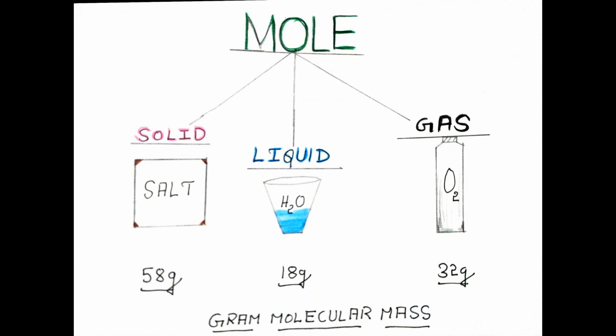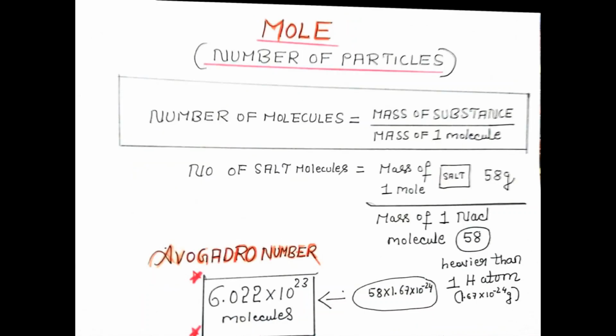Now observe this page. 1 mole of salt 58 grams, 1 mole of water 18 grams and 1 mole of oxygen 32 grams. So we are expressing mole in terms of gram molecular mass. Mole can also be expressed in terms of number of particles.